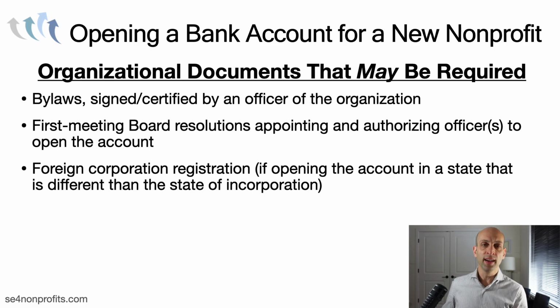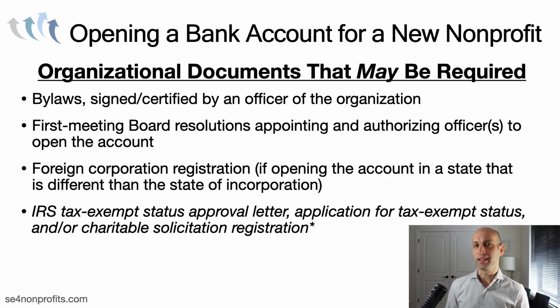Next, if you're trying to open the bank account in a state that's different than the state where the organization incorporated, banks will very often want to see a copy of your foreign corporation registration. This authorizes the organization to do business in that state. And you may also find that the bank wants to see a copy of the IRS letter approving your organization's tax-exempt status, or perhaps alternatively, the application that you sent to the IRS for tax-exempt status, or perhaps the charitable solicitation registration in the applicable state.